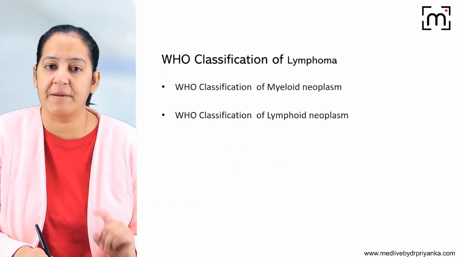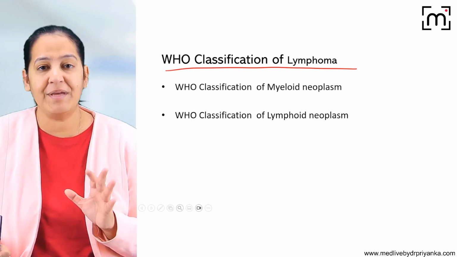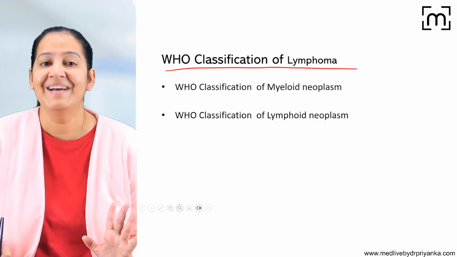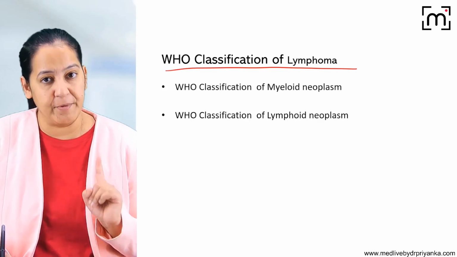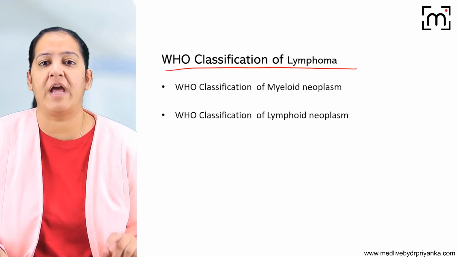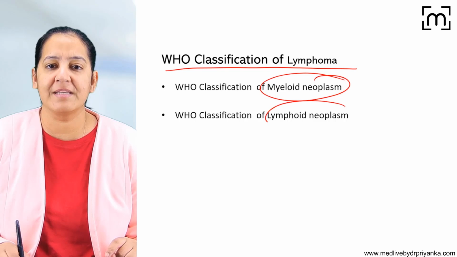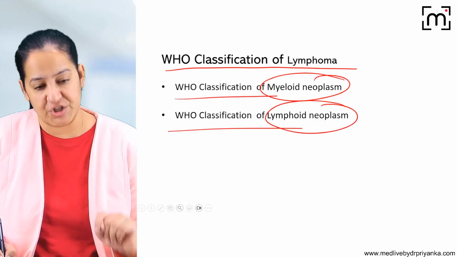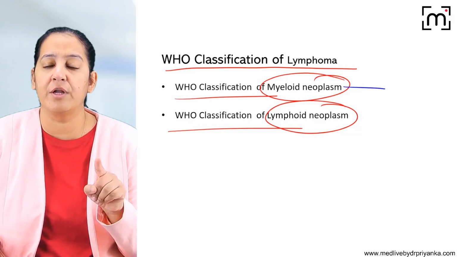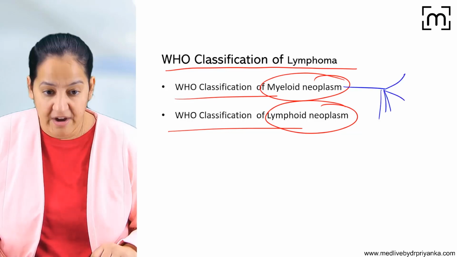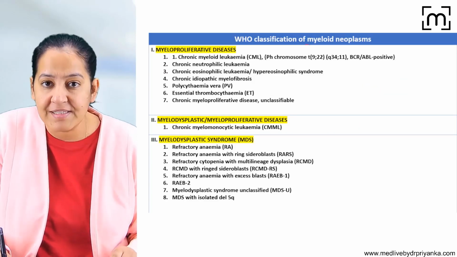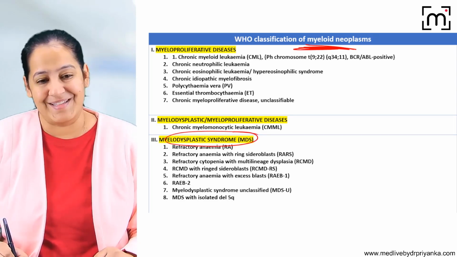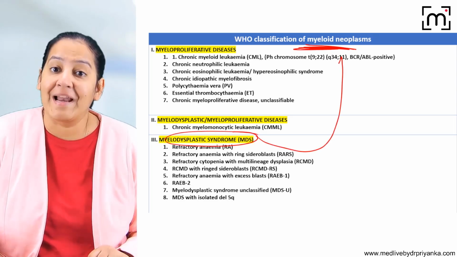Now, I have told you the WHO classification of lymphoma. I assume that you have watched my video on classifications of leukemias and lymphomas. If not, please watch that. In the WHO classification, there are two types of neoplasms: myeloid neoplasm and lymphoid neoplasm. Among the myeloid neoplasms, there are 5 categories, and one of the categories is MDS, that is myelodysplastic syndrome. So MDS is one of the myeloid neoplasms.